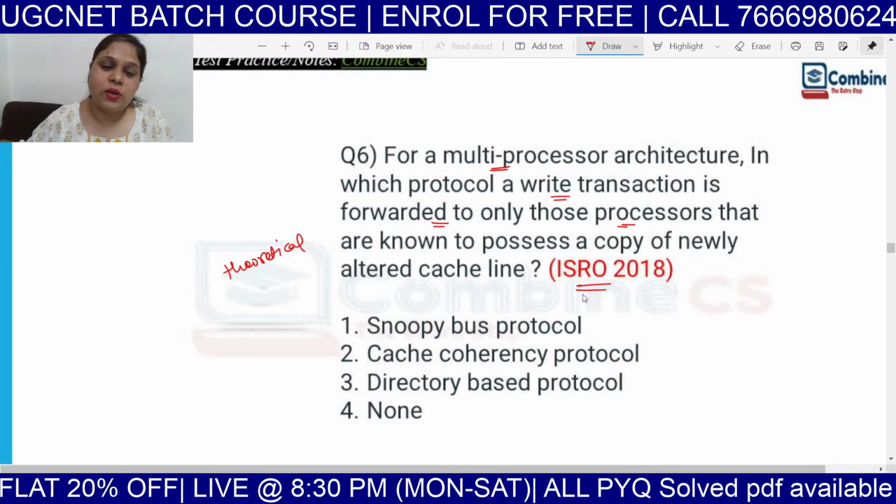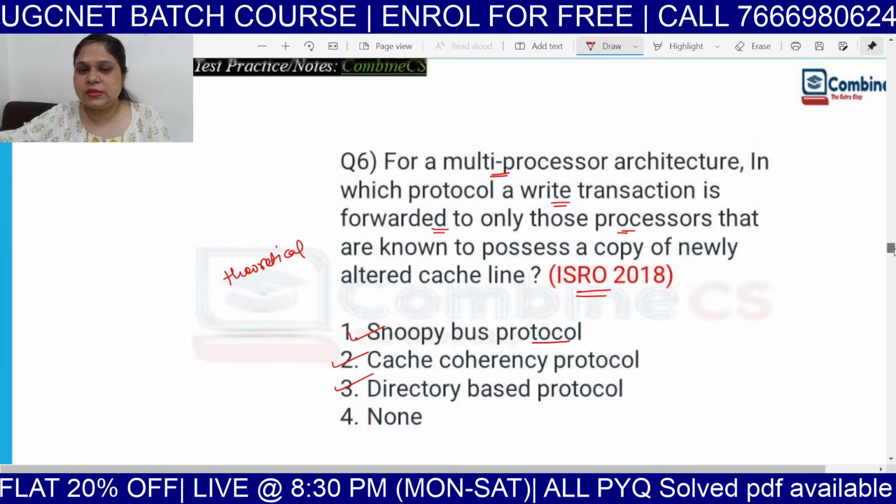So you should know there are so many different types of protocol. So what is Snoopy, what is cache and what is directory based protocol. So if you know the definition then directly you can give the answer. So these are very important theoretical topics from the subject computer architecture. So what is the correct answer for question number 6? The answer for 6 has come, 2.